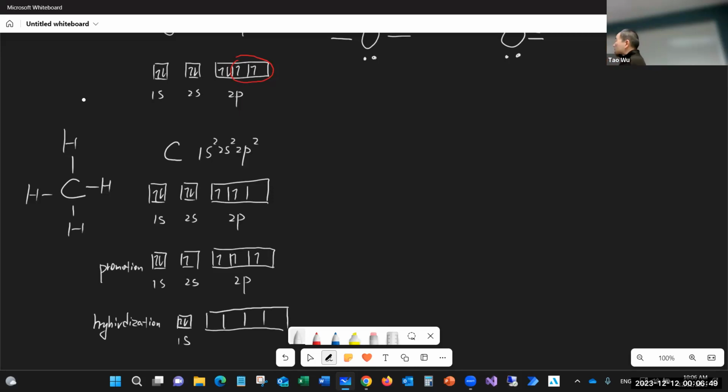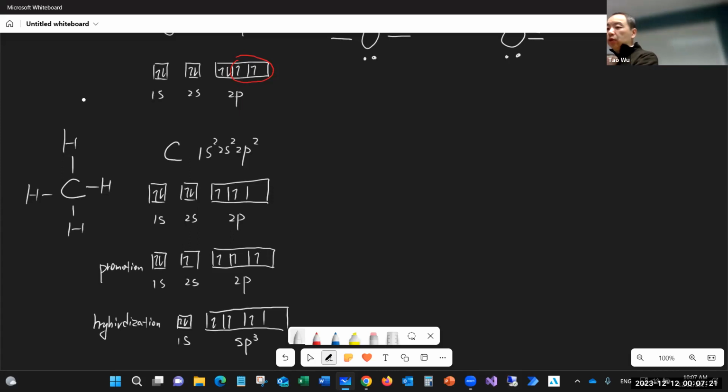And this hybridized orbital is called sp3 hybridization, because the s means one of the s orbital, and p3 means three of the p orbitals. So one s plus three of the p altogether make four hybridized orbitals. So this is called sp3 hybridization, making four hybridized orbitals.